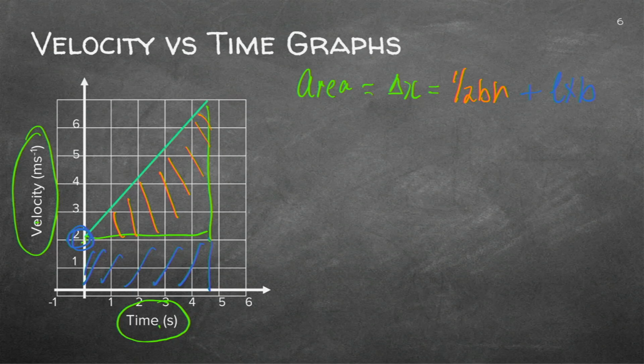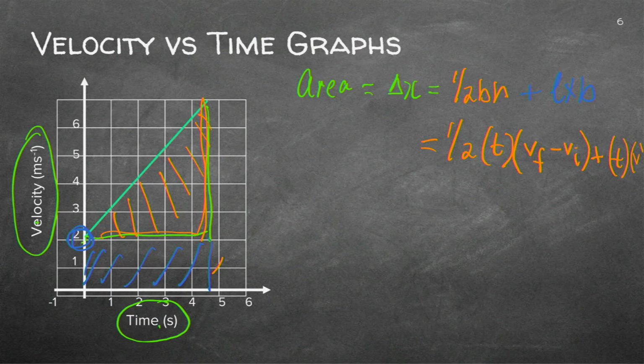So what do I have? I have half base, which is time. Am I correct? Yes. And I've got height for that part, which is the velocity. It's the final velocity minus the initial velocity, plus this portion here will be my rectangle, and that will be my time times my velocity. Have you got that difference that you have to know?